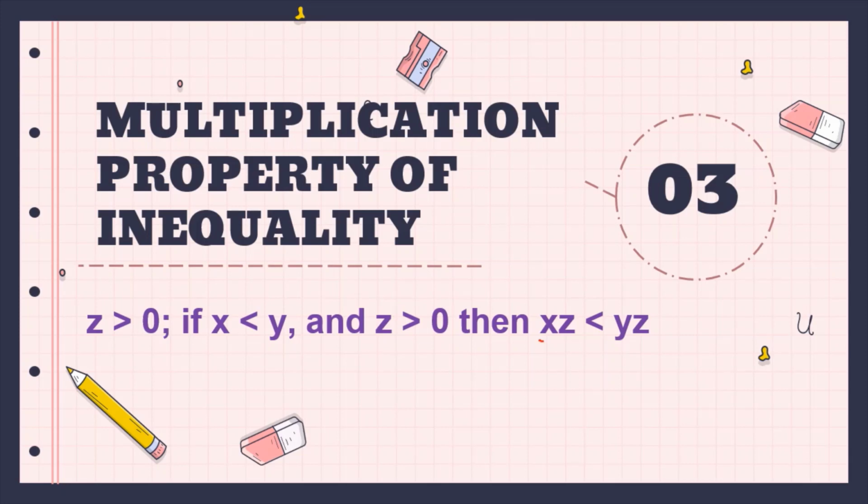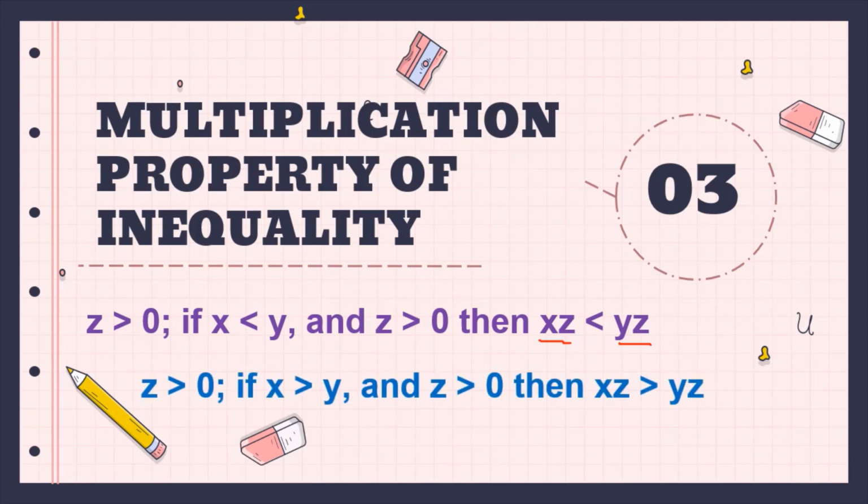Kapag sa algebra kasi, kapag magkadikit na yung variables, that will be multiplication. So, x times z is less than y times z, or xz is less than yz. So, ganun din, kapag naging greater than naman to, z is greater than 0, if x is greater than y, then z is greater than 0, then xz is greater than yz.